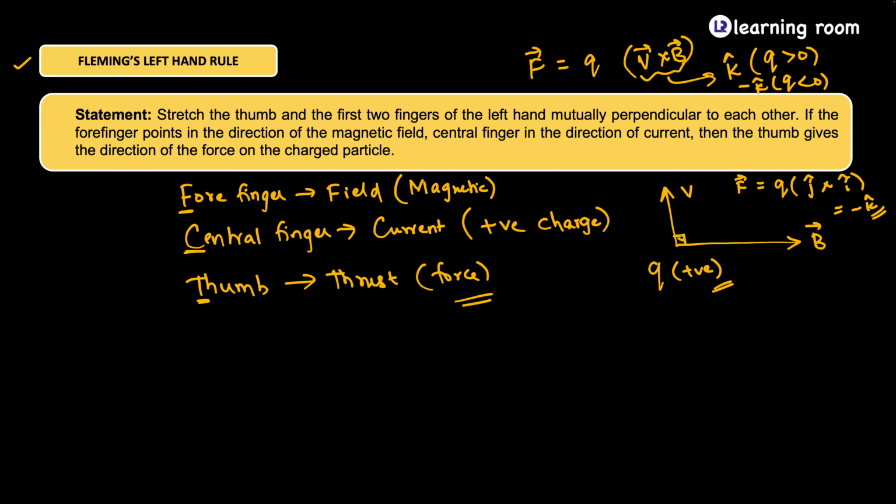Right? So this is all about the concept of Fleming's left-hand rule. So I hope you are clear with understanding how to relate the cross product. At the same time, use this also. So in a problem, if you get stuck with either of them, you will be able to solve it on your own, right?